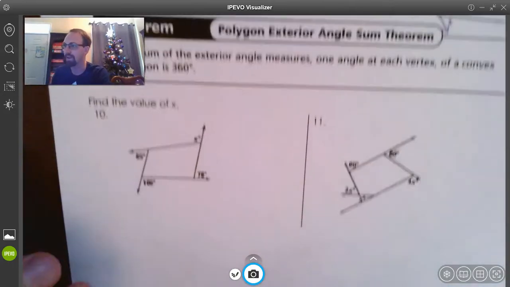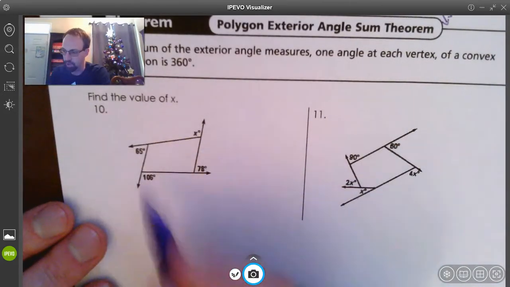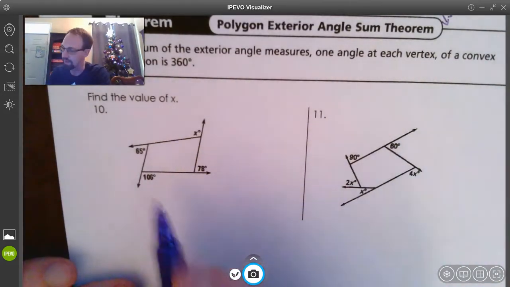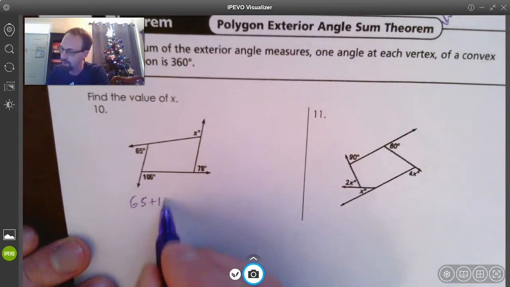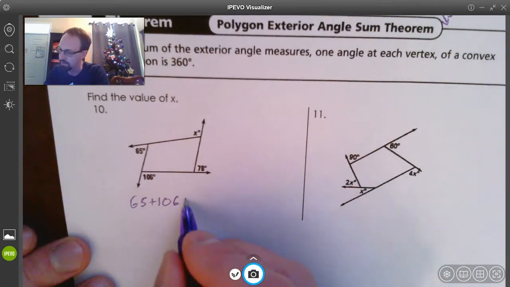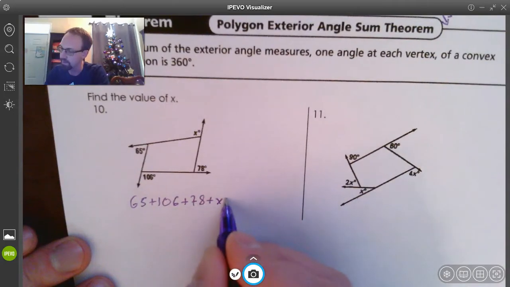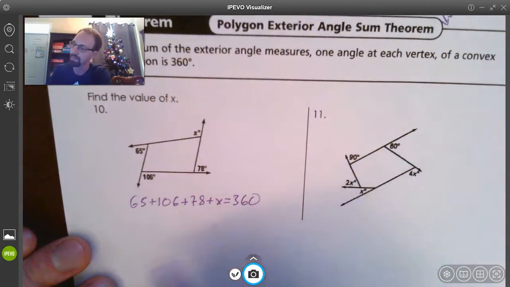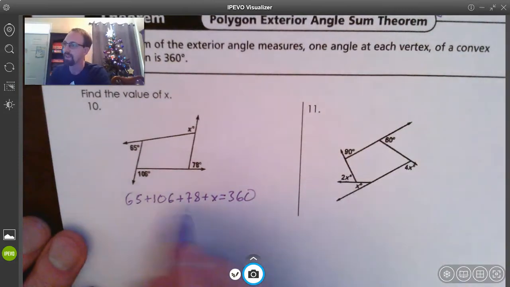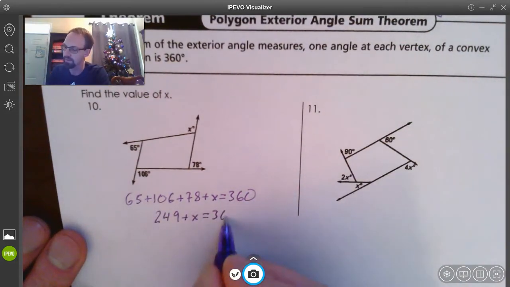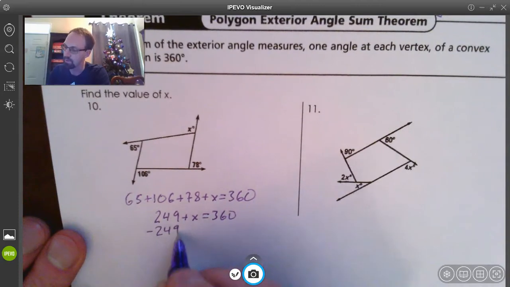So here, same idea, find the value of x. These are all exterior angles, so we would just set it up by adding 65 plus 106 plus 78 plus x equals 360 degrees. Again, I'm not putting the degree symbol on these because it's already provided on that x. If you add all those together, you get 249 plus x equals 360. Subtract 249 on both sides. You get x equals 111.